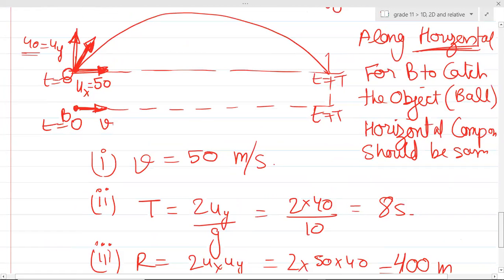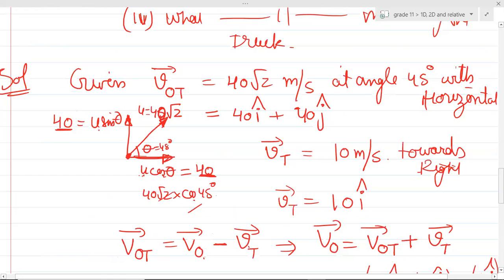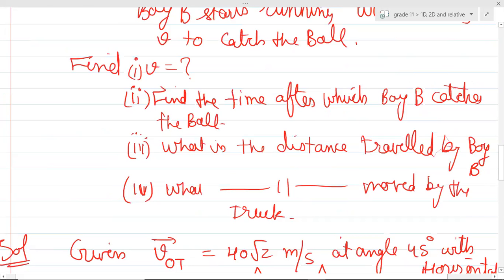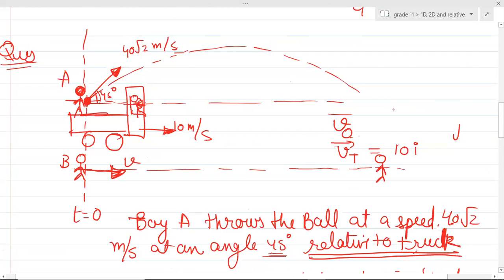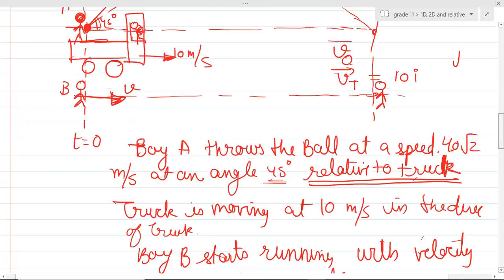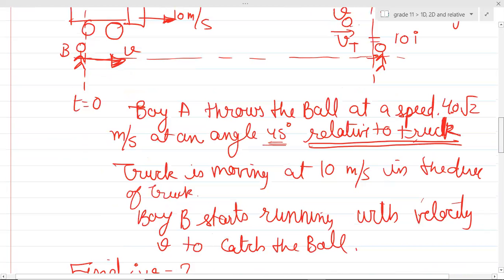Where is the question? What is the distance traveled by the boy B? So can you see that the range of this projectile will be the distance traveled by this boy, right? Yes or no, guys? Yes, we found it as the range. What is the last part? What is the distance by which the truck moved in that time?